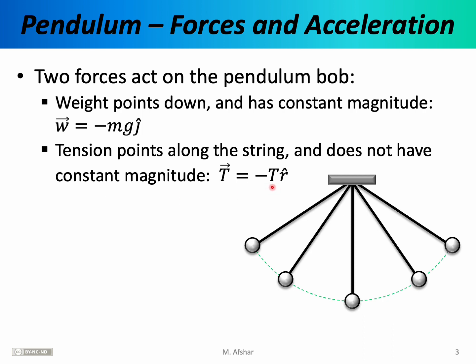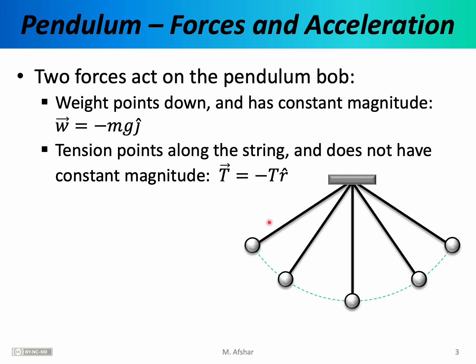We can express this force by saying that the tension vector is equal to minus T r hat. T is the magnitude of the force. r hat is a unit vector that points along the radius of the circle, so basically along the string, and the minus sign tells us that this vector points inwards, towards the center of the circle, as opposed to away from the center.